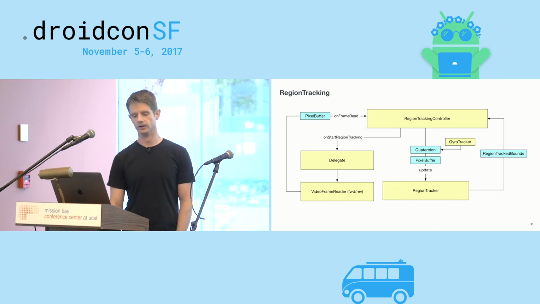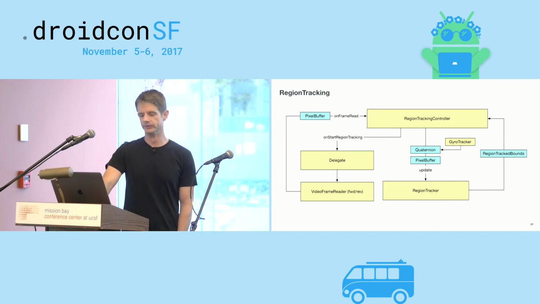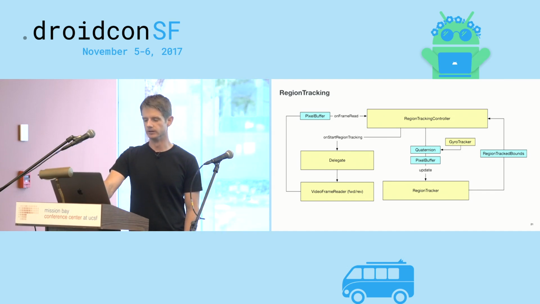Here's what that looks like in a diagram. When the user requests to pin a sticker by tapping Pin in the Frame Selection Scrubber UI, we request the region tracker controller to start region tracking. Frame reading is provided via a delegate. This delegate manages frame readers that read the video forward and potentially in reverse. It also coordinates with the user interface to display progress as the frames are read and region tracking proceeds. As frames are decoded, we read them into byte buffers by calling glReadPixels to pull the data from the GL surface that the video frame reader's media codec is decoding to.